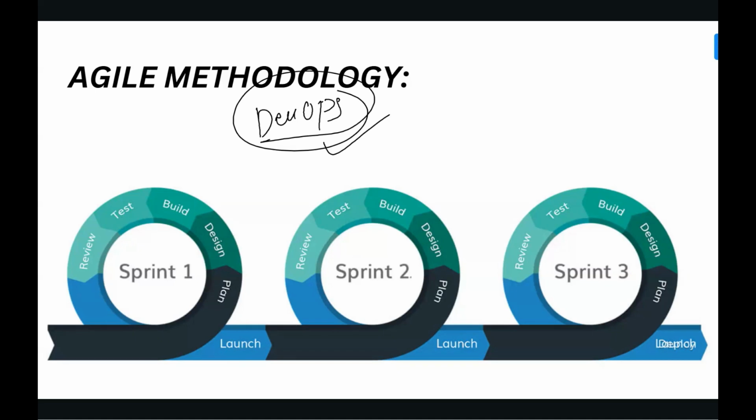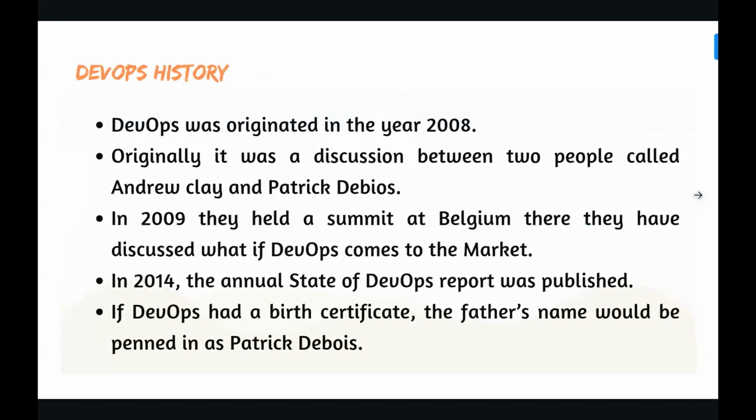So then next. After this, what are we having here? We are having the DevOps history. So what was the history here? See, DevOps originated in the year 2008. But what have I said? I have said 2009, right? So actually DevOps came in the year 2009 only.